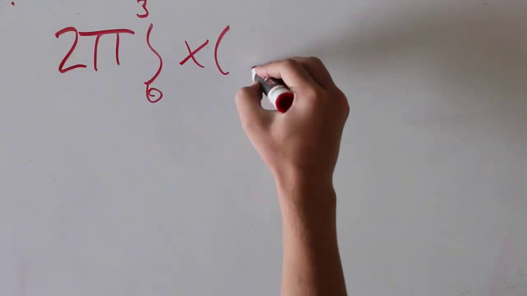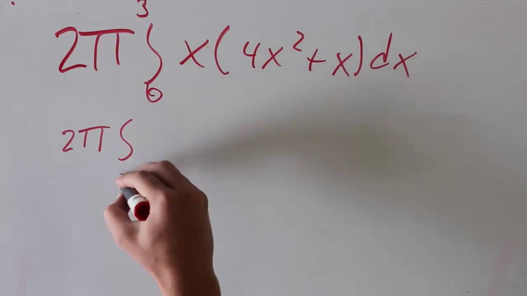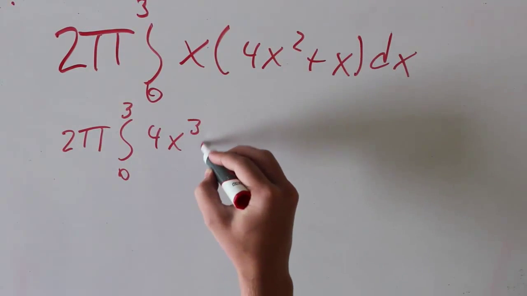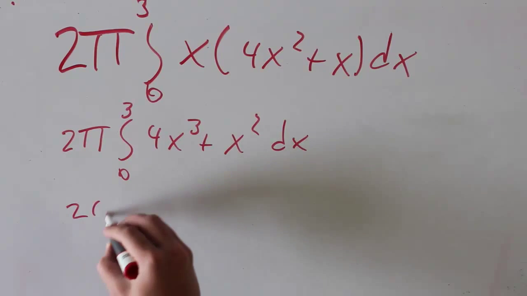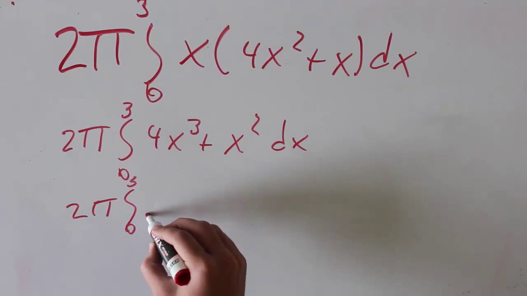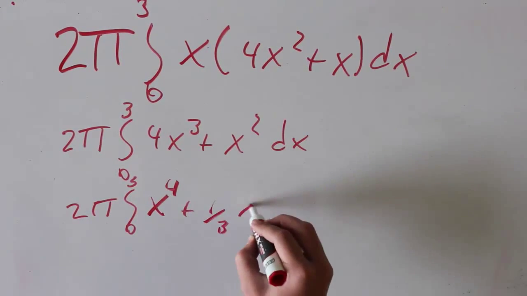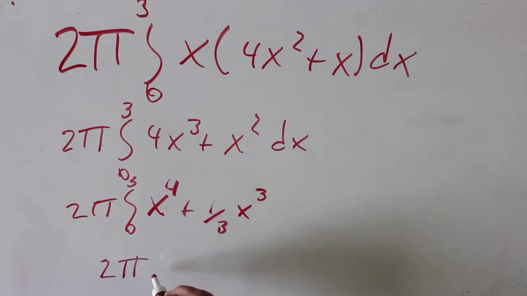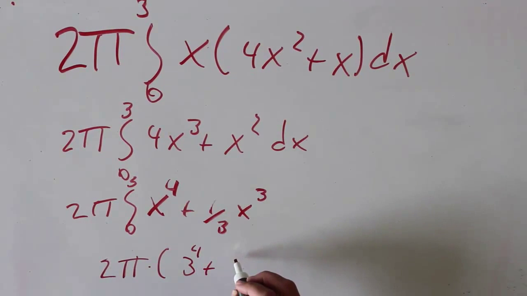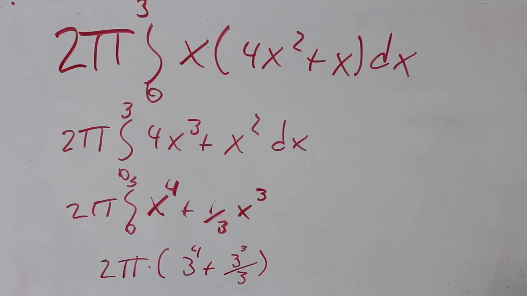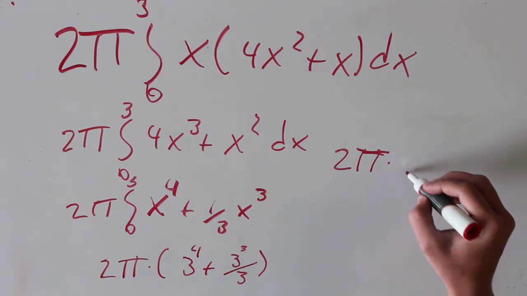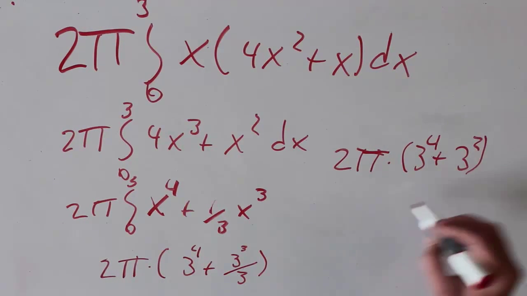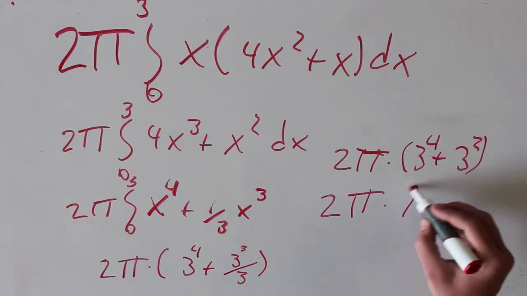Now we're going to go ahead and solve this. It's 2 pi from 0 to 3 of 4x to the third plus x squared dx. 2 pi from 0 to 3, x to the fourth plus 1/3 x to the third. Now we're going to go ahead and sub in the numbers. We don't have to worry about 0 because it's just going to come out to be 0. It's 2 pi times 3 to the fourth plus 3 squared, 2 pi times 90, and that comes out to be 180 pi.